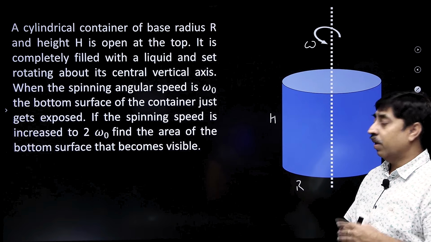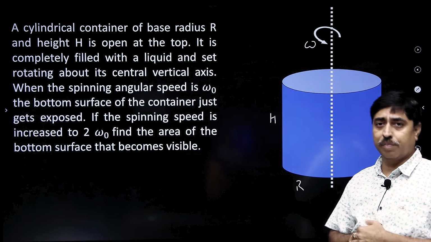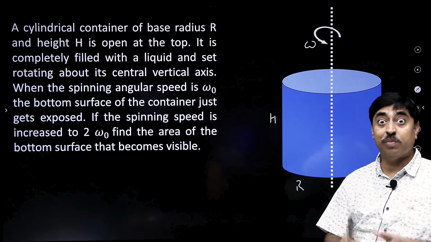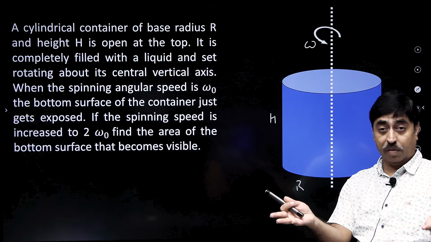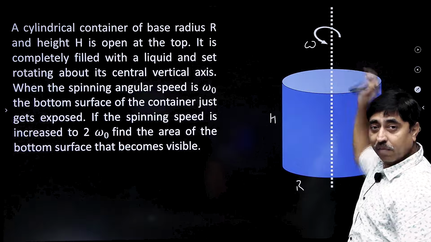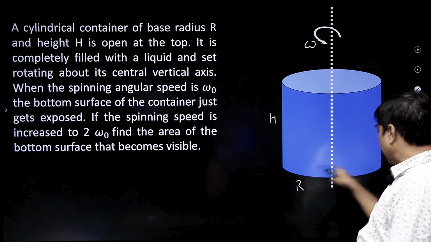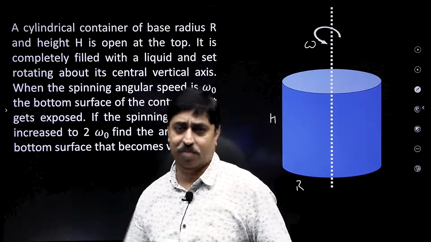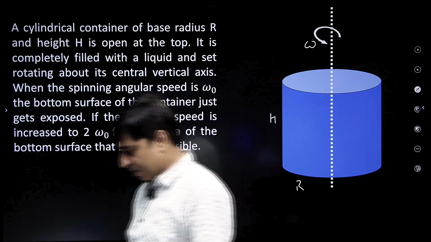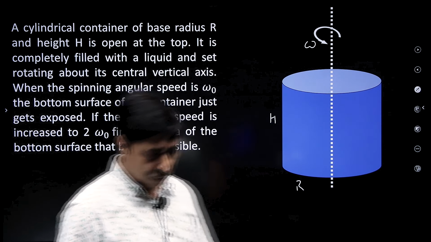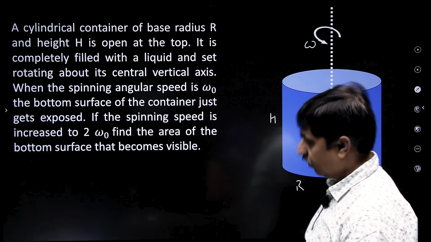But now the question says, if the spinning speed is increased further to 2 omega naught, how much area of the bottom surface will get exposed? How much area of the bottom surface will be visible if you are looking into the cylinder from the top? So, how much area will basically not have any liquid over it? That is the question. I am getting out of the screen so that you can capture the question and give it a try on your own. Do try it. Many of you, I think, will be able to do it also.